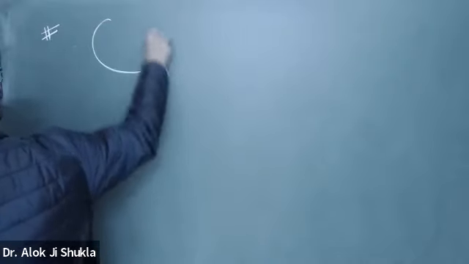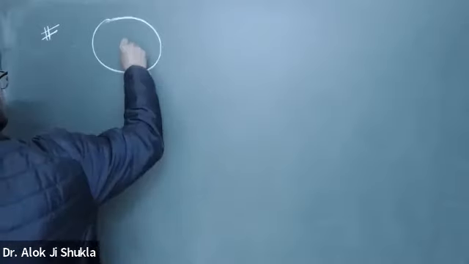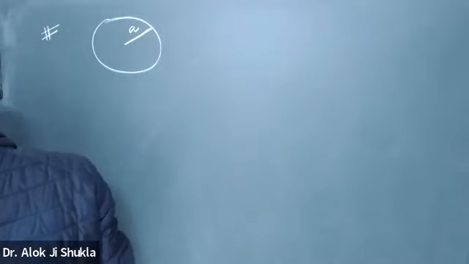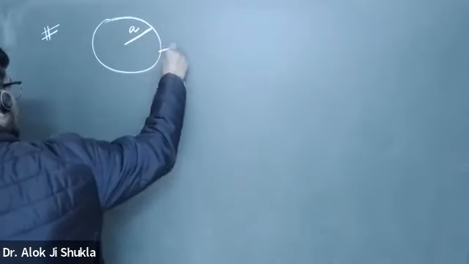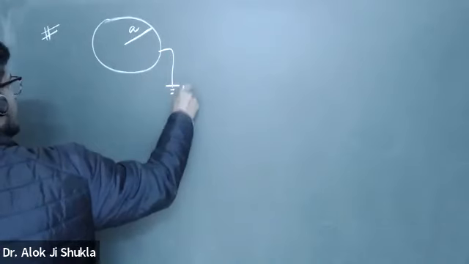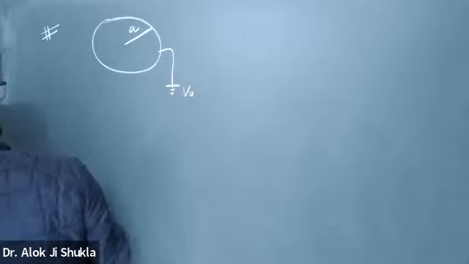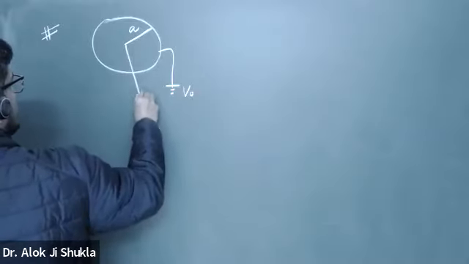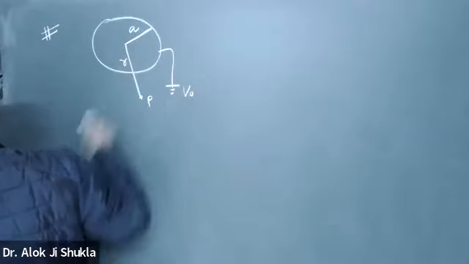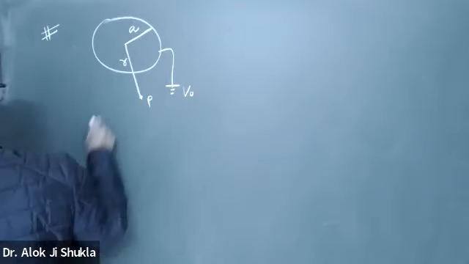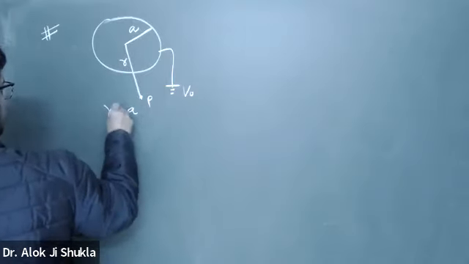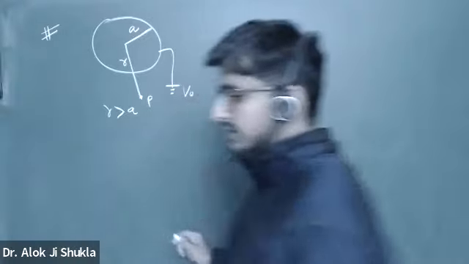Consider a hollow metallic sphere of radius A, and this is kept at constant potential V naught. Calculate potential at P at a distance R. R is greater than A. Very nice question.